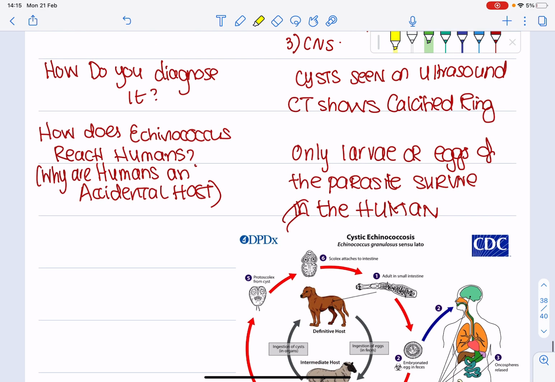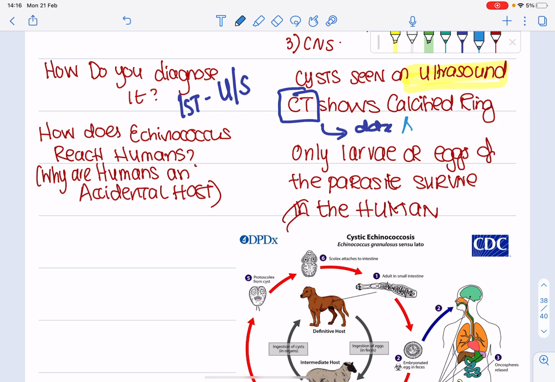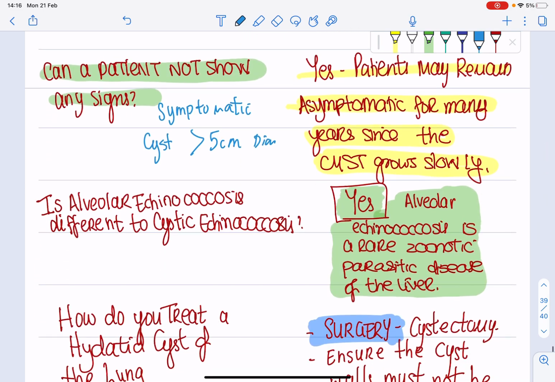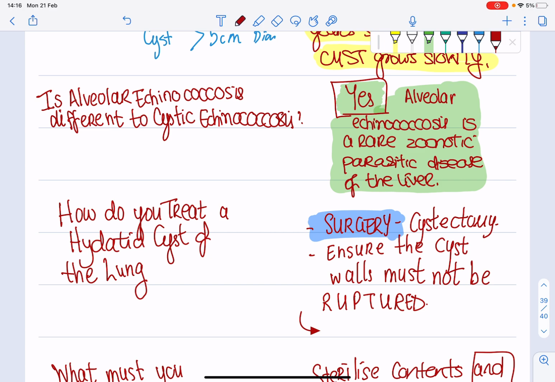How do you diagnose it? Well, you can see the cysts upon ultrasound. Ultrasound is actually the first line. CT is the one you use if you want to clarify or do a differential diagnosis with an amoebic cyst or a pyogenic cyst. CT scan will show these calcifications. There is also one other type of echinococcal infection called the alveolar one, but that is a zoonotic parasitic differential.